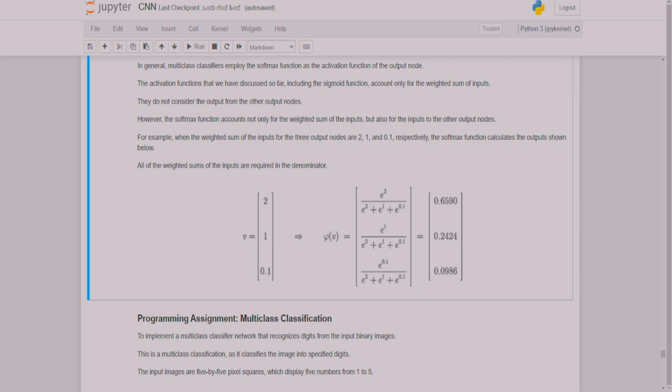When I have 2, it is e to the 2 divided by e to the power 2 plus e to the power 1 plus e to the power 0.1, because we want to consider other neurons' outputs as well. It's a weighted value. Whichever gets the highest one, only that should generate a highest value. Others should stay low. So you see here, the other two neurons, neuron number 2 and neuron number 3 in the output layer, generate 0.24 and 0.09. And the one neuron which actually generated the highest value generates 0.65.